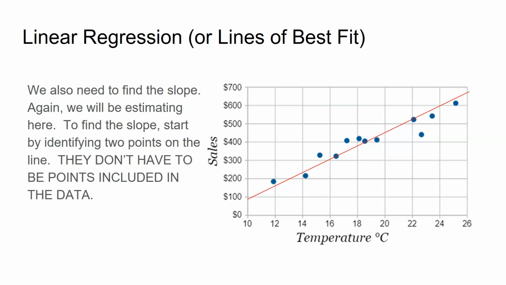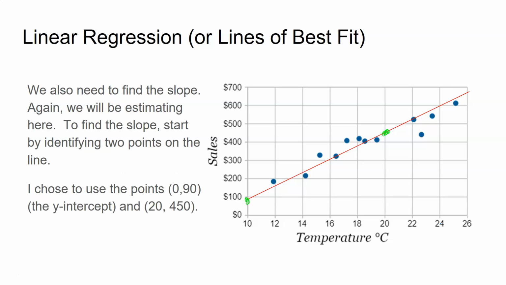To find the slope, start by identifying 2 points on the line. They don't necessarily have to be the blue points that are included in the data. It could be any point on the line. For example, 24, 600 is a point on the line, but it is not a blue point of data. It should be a point on the line. I also wouldn't want to use the point, for example, 22.5, 450. That is a blue point, but it is not a point on the line.